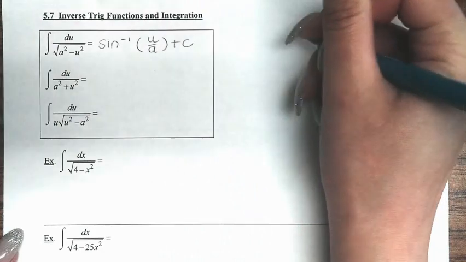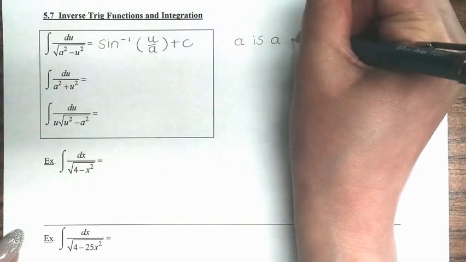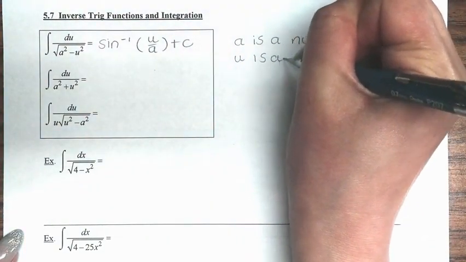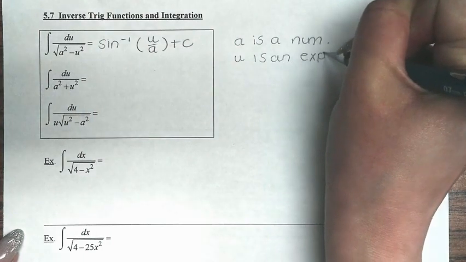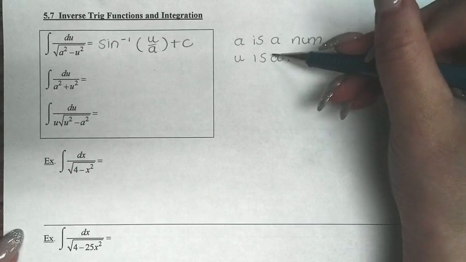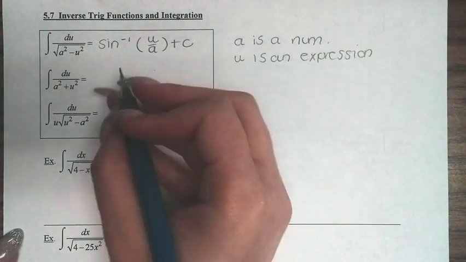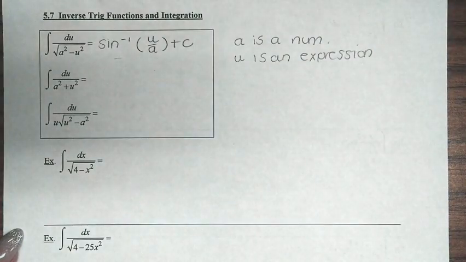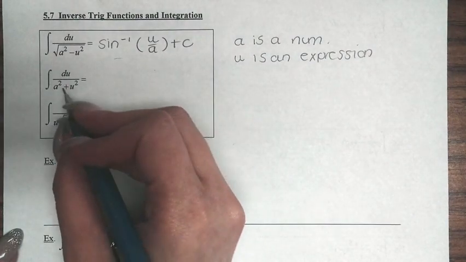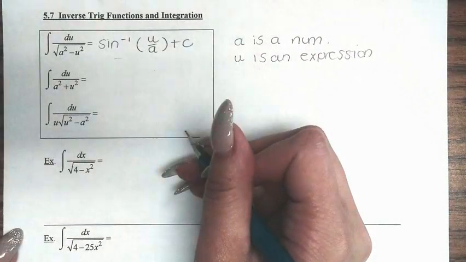Please note something here that is quite important. a is a number, okay, and then u is going to be an expression. So with this being said, the expectation is that u has x's involved and a is just simply a number. So that's how this is going to look, and this goes for the three formulas that we're going to see.